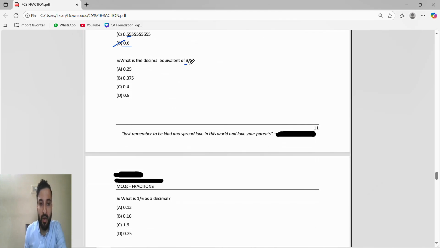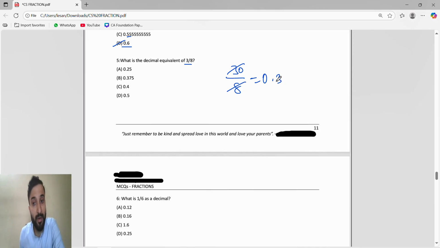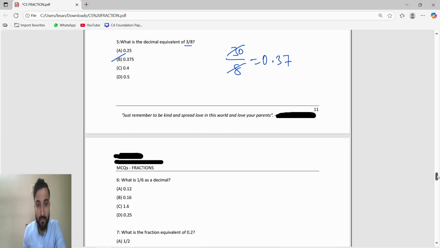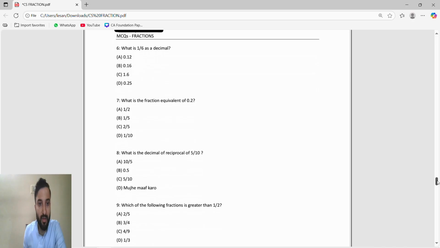What is the decimal equivalent of 3 by 8? Guys, just divide it. 0 point means 30. 8 times 3 is 24, so 6 will be the remainder. Point means it becomes 60. 8 times 7 is 56. So 0.37. I think this question is repeated.